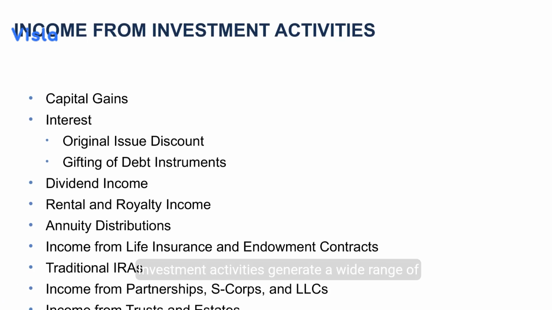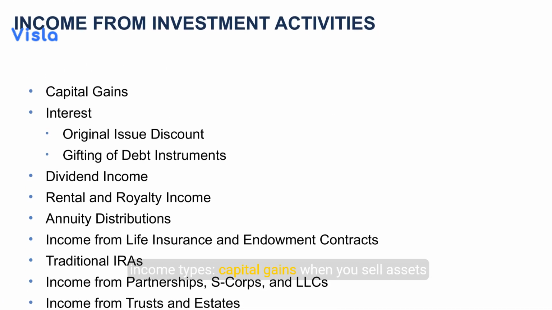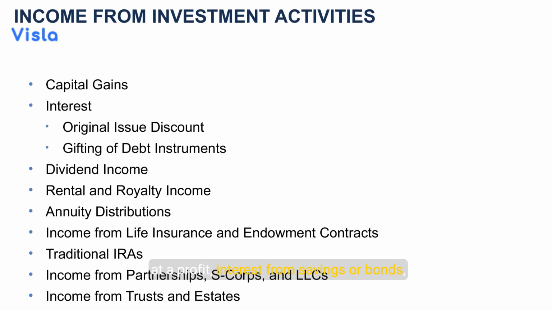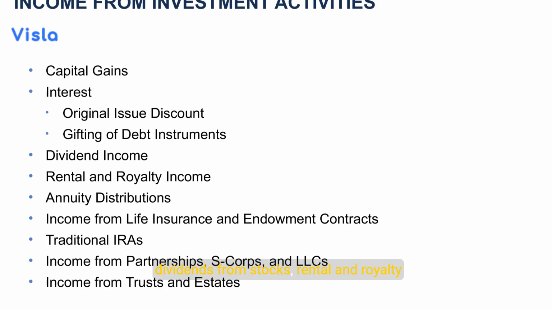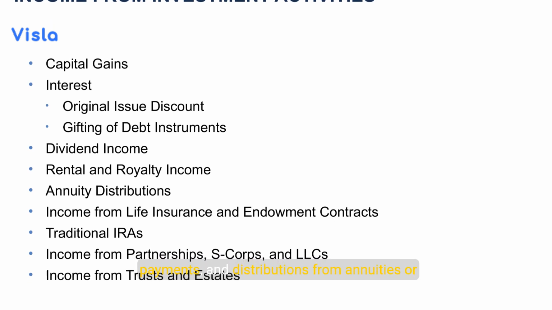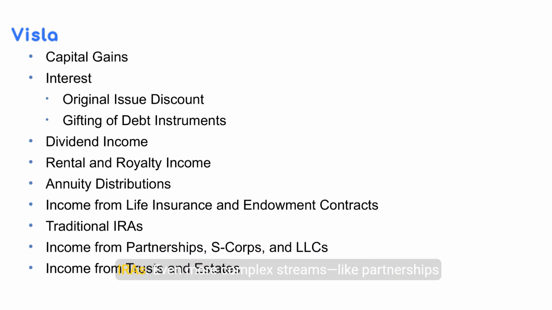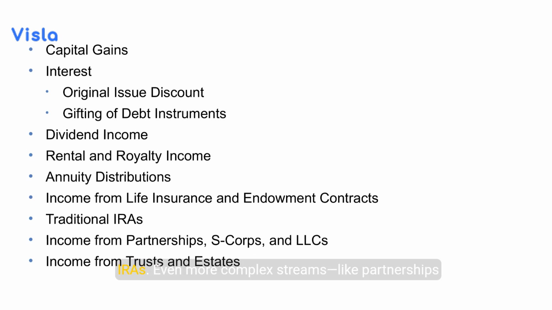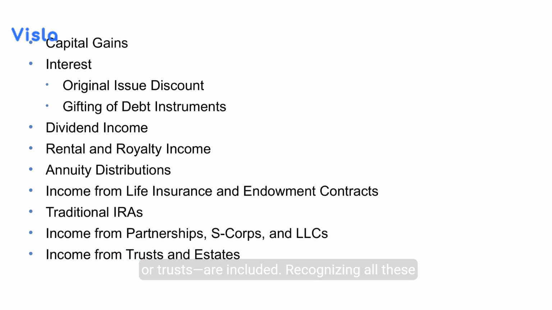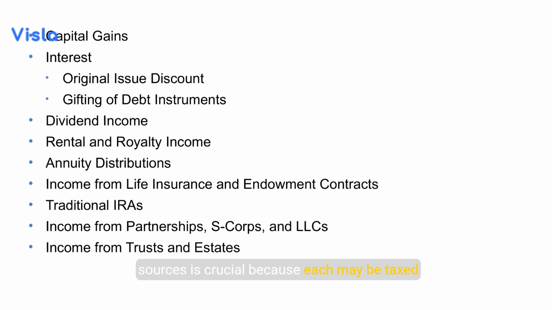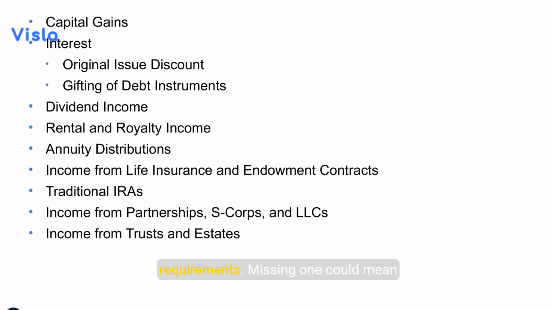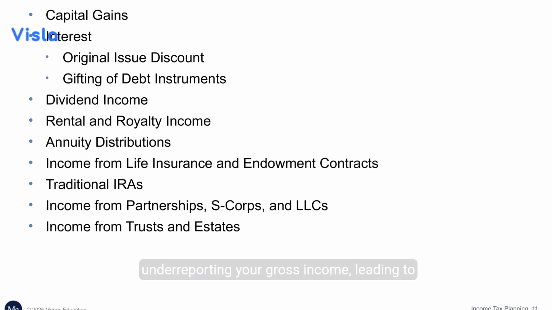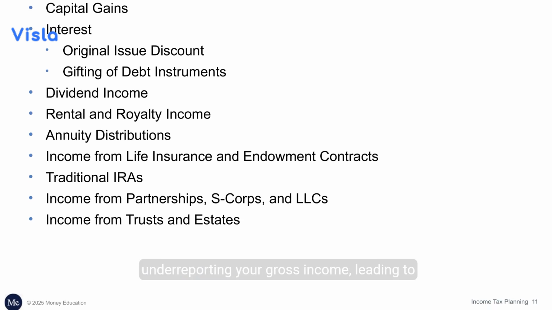Investment activities generate a wide range of income types. Capital gains when you sell assets at a profit, interest from savings or bonds, dividends from stocks, rental and royalty payments, and distributions from annuities or IRAs. Even more complex streams like partnerships or trusts are included. Recognizing all these sources is crucial because each may be taxed differently and may have unique reporting requirements. Missing one could mean underreporting your gross income, leading to penalties.